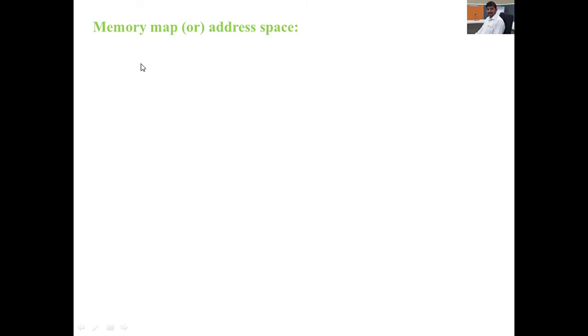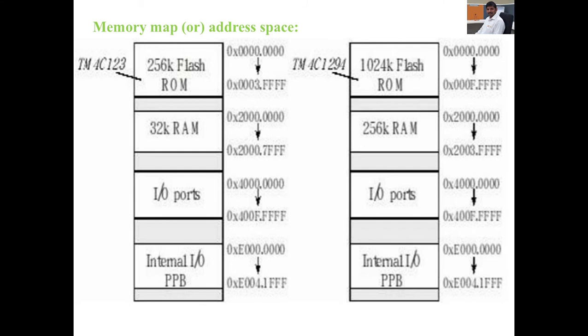Next, memory mapping of the ARM processor. It is a 32-bit RISC architecture, so it can address up to 2 power 32 memory locations, which means 4 GB of memory. This memory is divided in a specific manner to make it easy to access. We are taking two microcontrollers: one is the TM4C123 family microcontroller, and the other is the TM4C129 microcontroller.